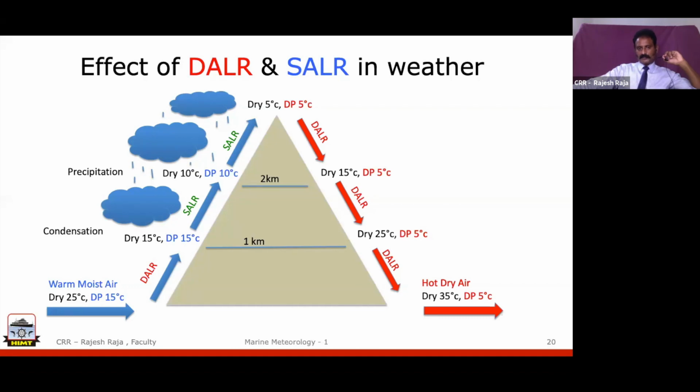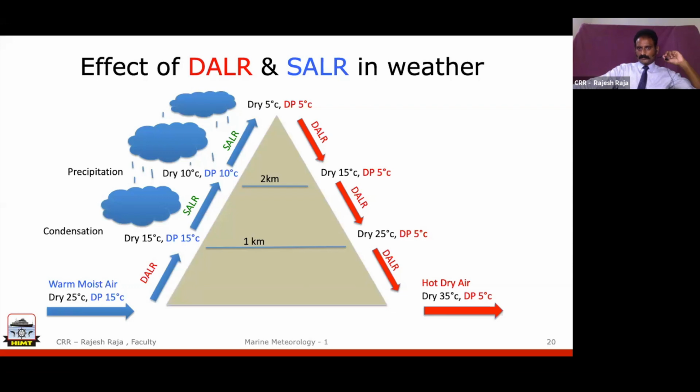Right now, I'm fully saturated. So even 1 degree decrease in a dry temperature means you are beyond your saturation. All the excess moisture will be given off, or condensed. And this is where the cloud formation starts. So let us see for the next 1 more kilometer.